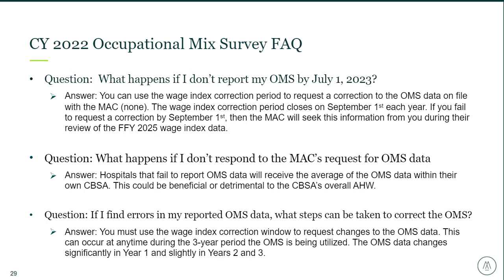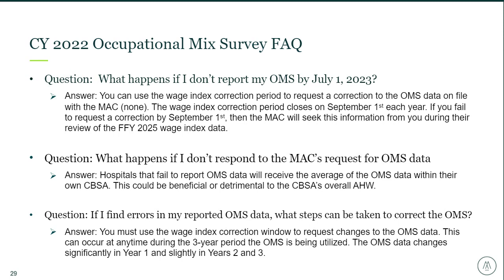What happens if I don't report my OMS by it's now due June 30th, 2023? And the answer is you can use the wage index correction period to request a correction to the OMS data that you were supposed to file with the MAC. The wage index correction period closes on September 1st of each year, so if you fail to request a correction by September 1st, what's going to happen then is the MAC will seek this information from you during their review of the federal fiscal year 2025 wage index data. So there's different entry points along the way in terms of getting your occupational mix survey in.